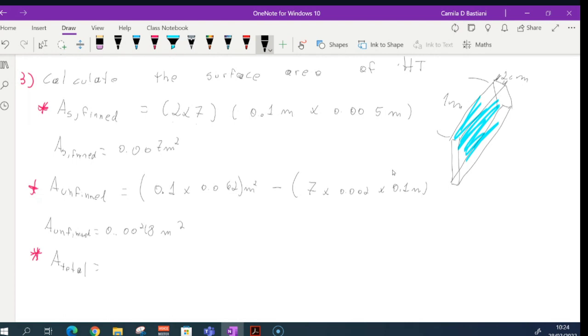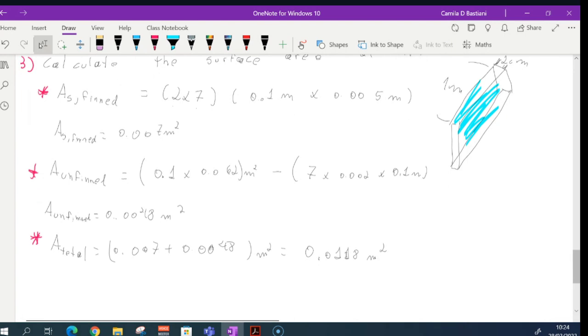So my total area of heat transfer is the sum of them: my finned area plus my unfinned area. 0.007 plus 0.0048. So my total area is 0.0118 meters square. This is my total area of heat transfer.